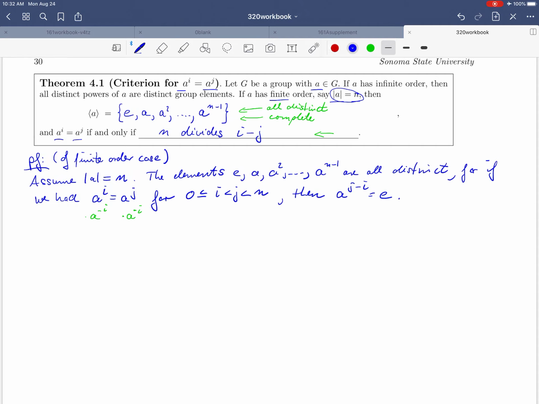But what does that mean? That implies that the order of A is actually less than n, because j minus i is less than n. So it would imply that the order of A is less than or equal to j minus i, which is less than n. And that's a contradiction.